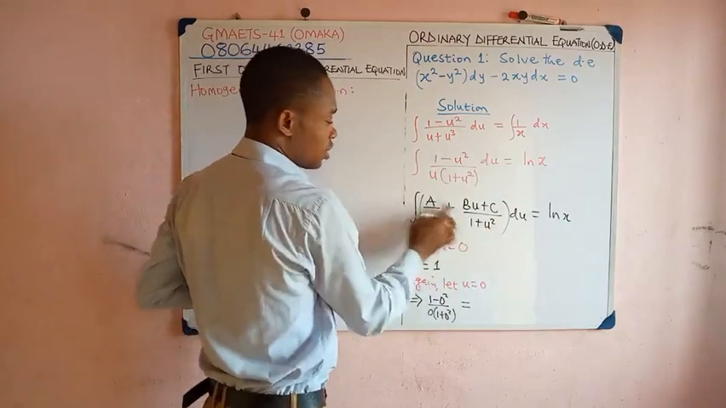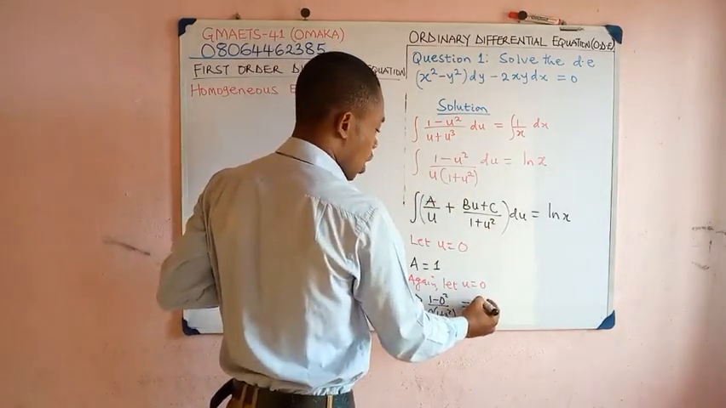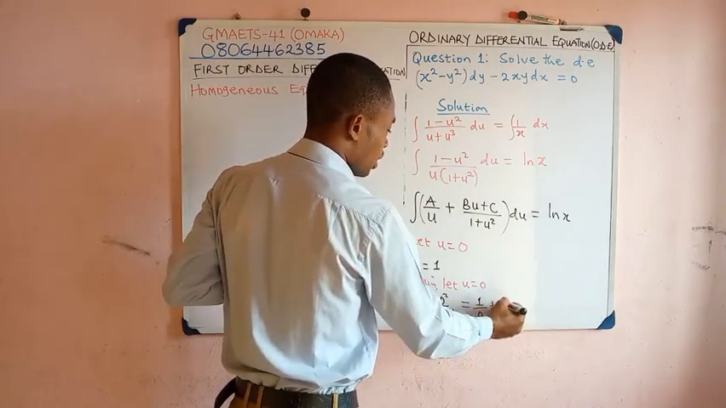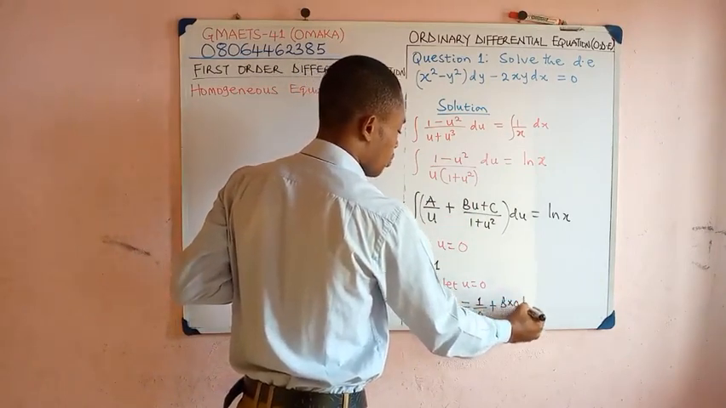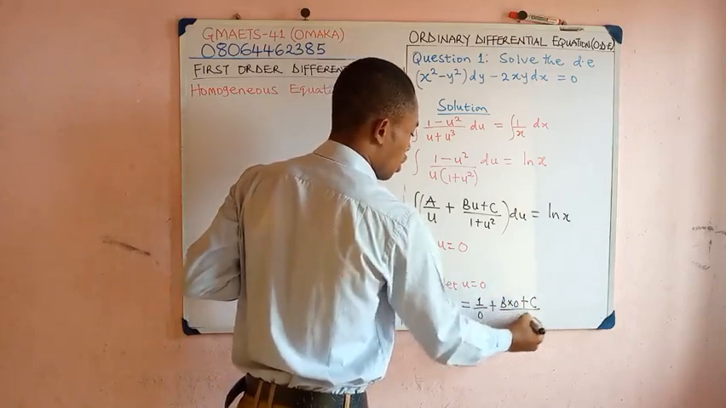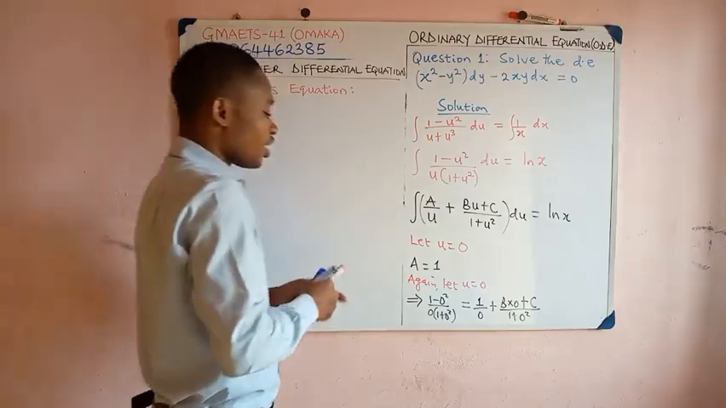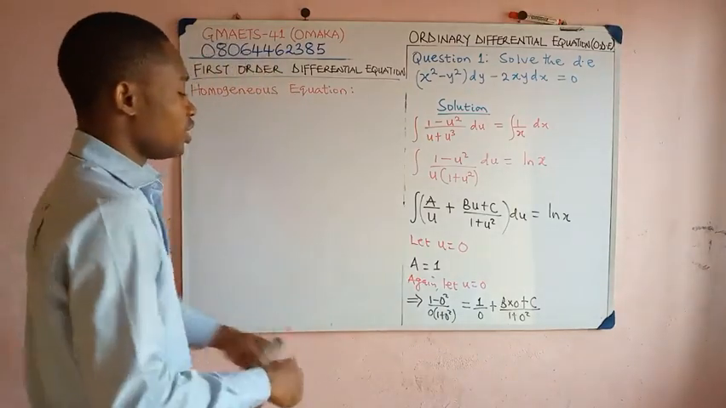This will be equal to this. Our a already is what? 1 all over 0. Then plus we come to this. This is b times 0 plus c, which you don't know, all over 1 plus 0 squared. Okay, let us see what we're going to get from that.